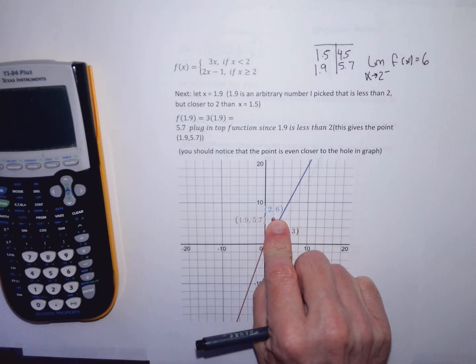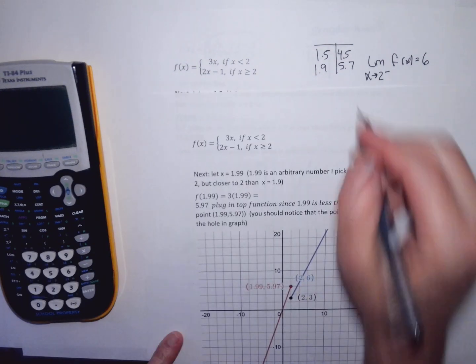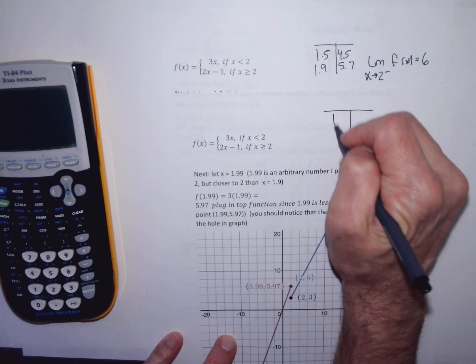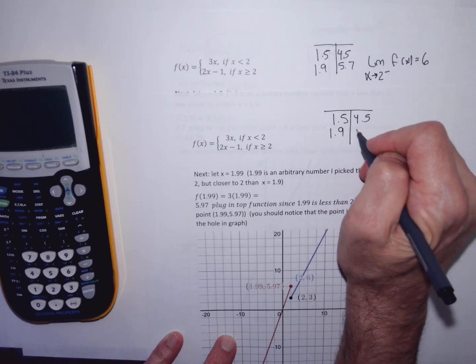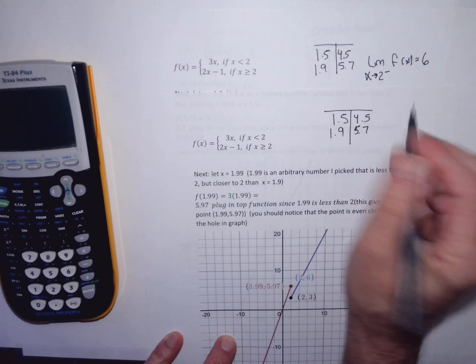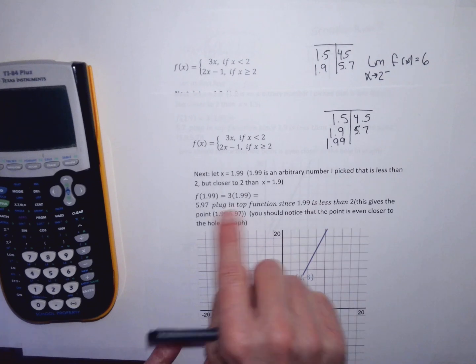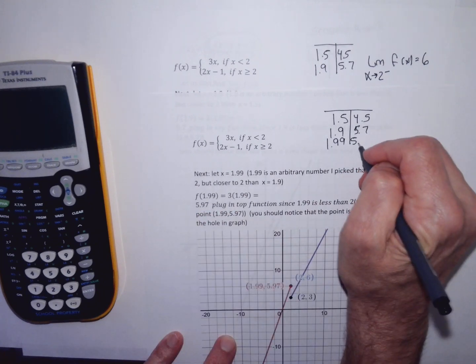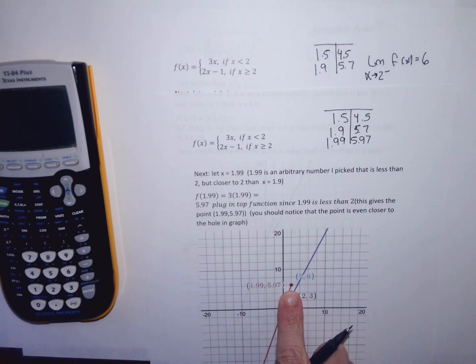And I think I'll do one more point just to make you believe it. So I started off at 1.5 for the x, got 4.5 for the y, then 1.9 for the x, got 5.7 for the y, and then lastly, I picked 1.99 for the x, and algebraically I got 5.97 for the y. I don't have to plug infinitely many points in. Once I can see where the y values are going, I can stop. And if I have a graph, I already know where the y values are going.